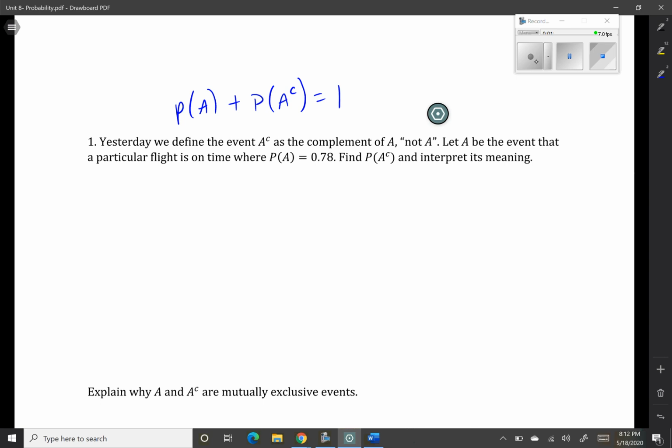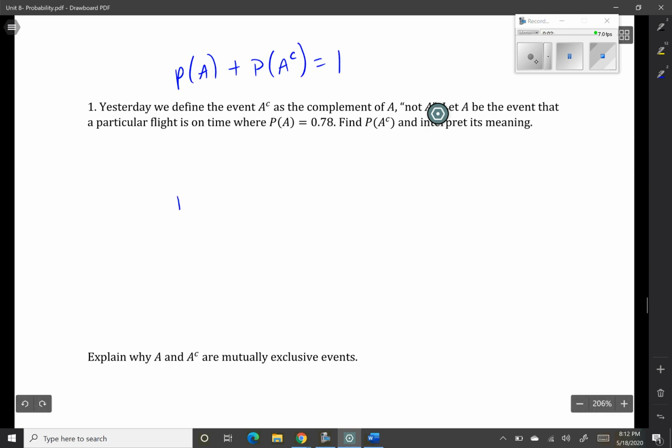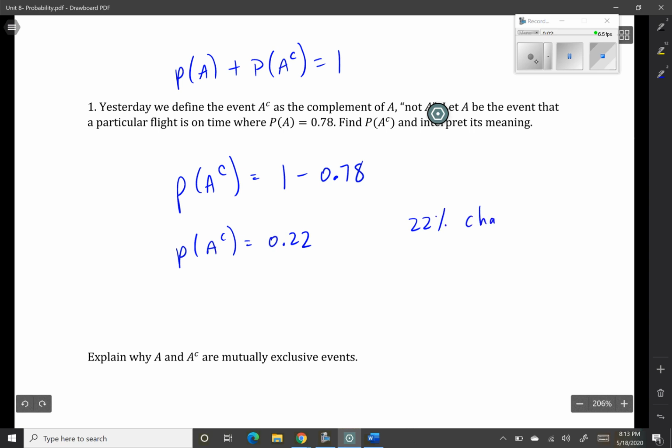So in this particular example, it talks about a flight being on time. The probability of that is 0.78, or a 78% chance of being on time, and it wants us to find the complement. So the complement of this flight being on time is going to be 1 minus 0.78. So the probability of the complement happening is going to be 0.22. And what that means in the context of this problem is there's a 22% chance the flight is not on time.